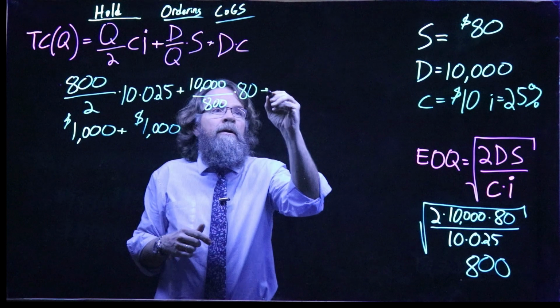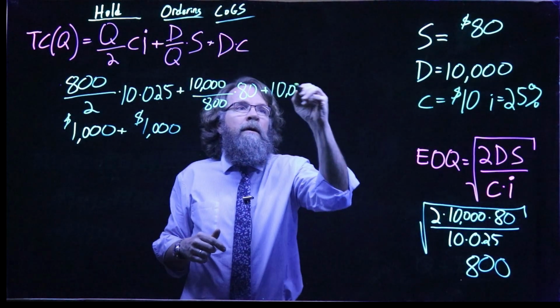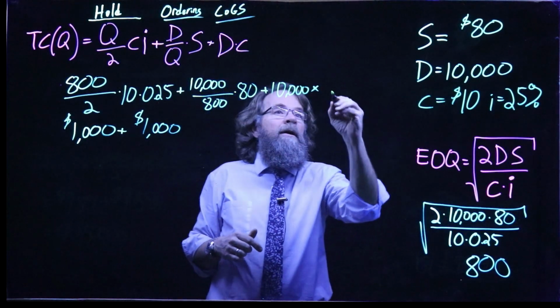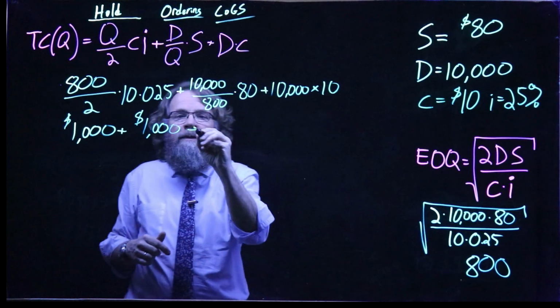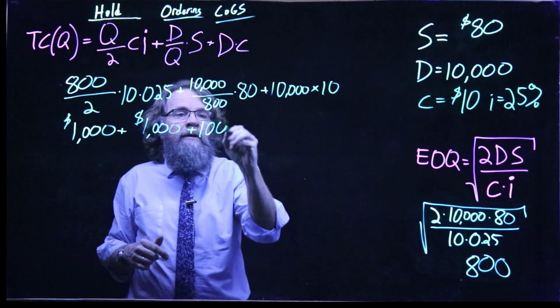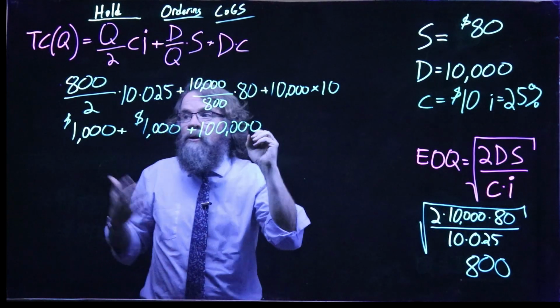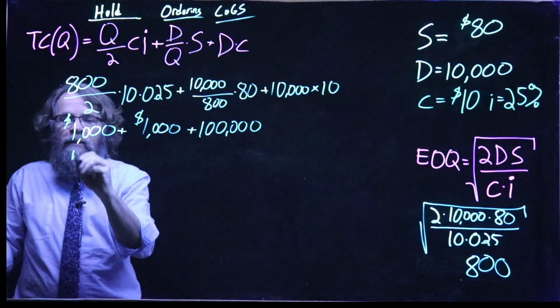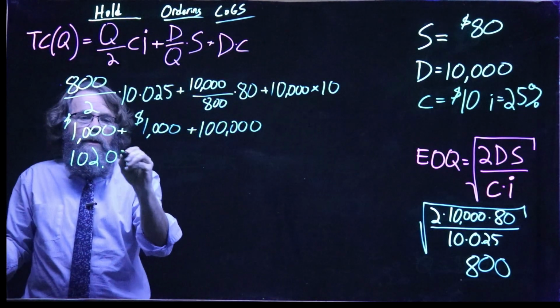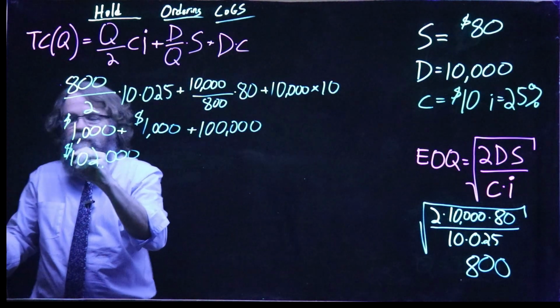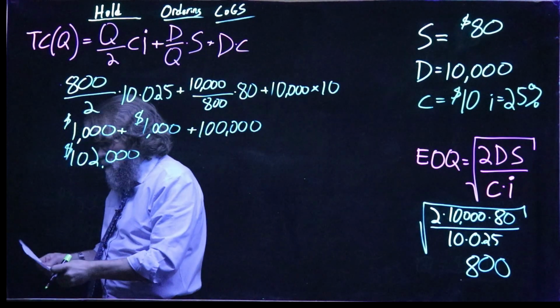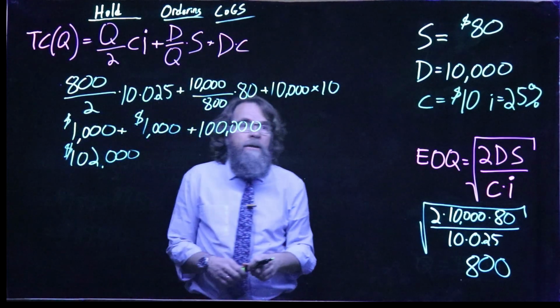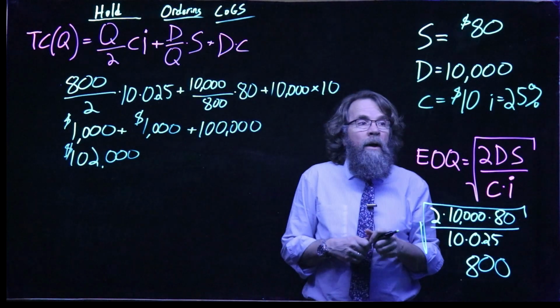And then lastly, we have 10,000 units at a price of $10, which is obviously $100,000. So that gives us a total cost of $102,000. So, beautiful. So there you have it.